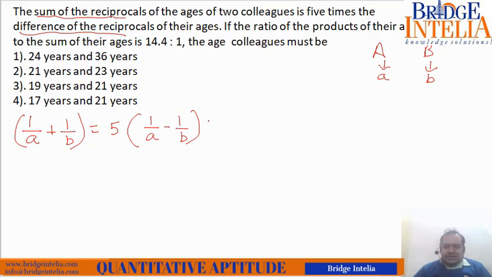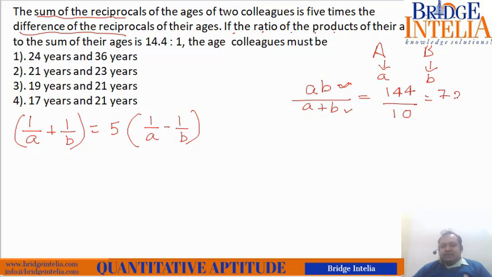So this is given: the ratio of the product of their ages to the sum of their ages. So this is the ratio of product to sum, and it is given as 14.4 by 1. So you can say 144 by 10, which is 72 by 5. Now please understand how to solve this question.